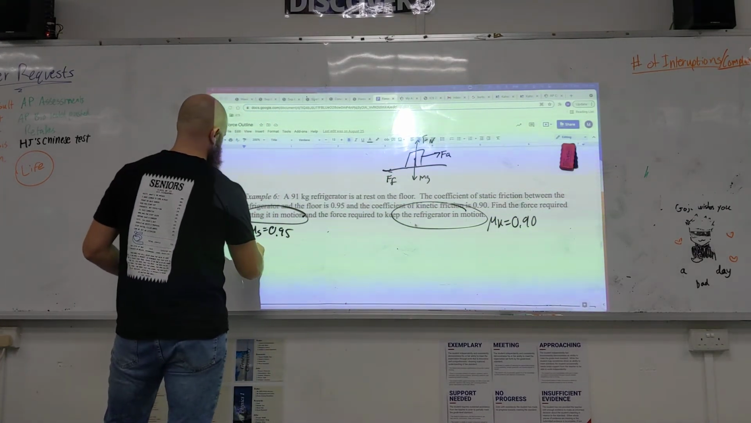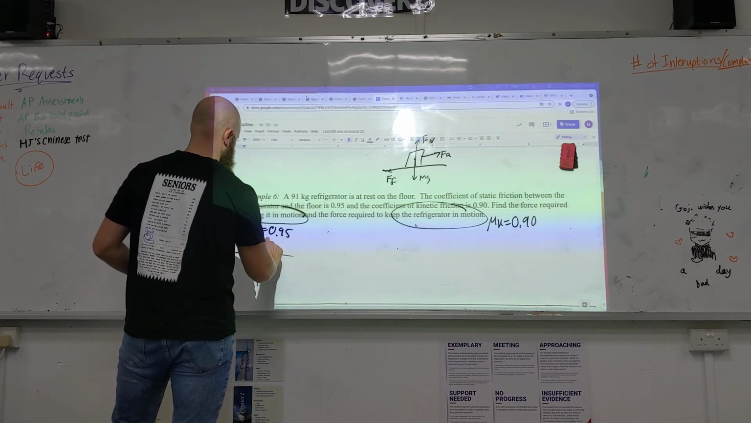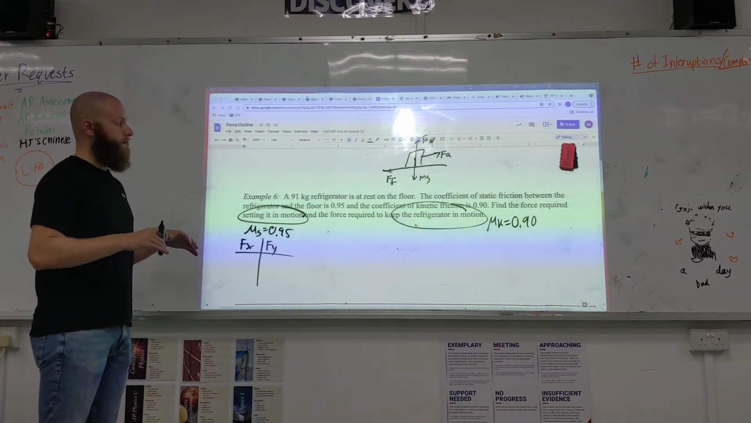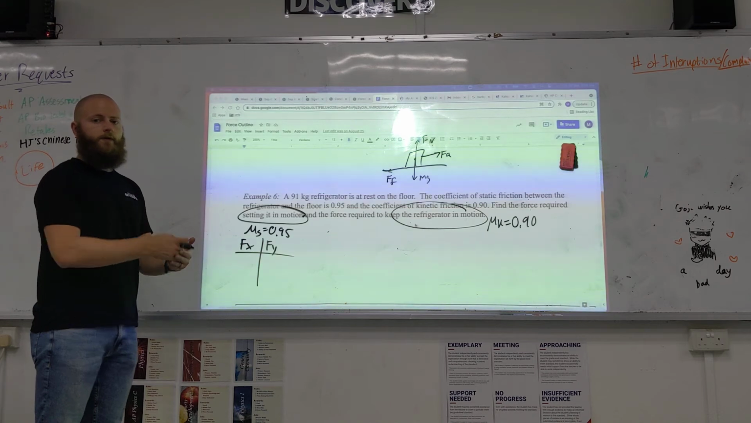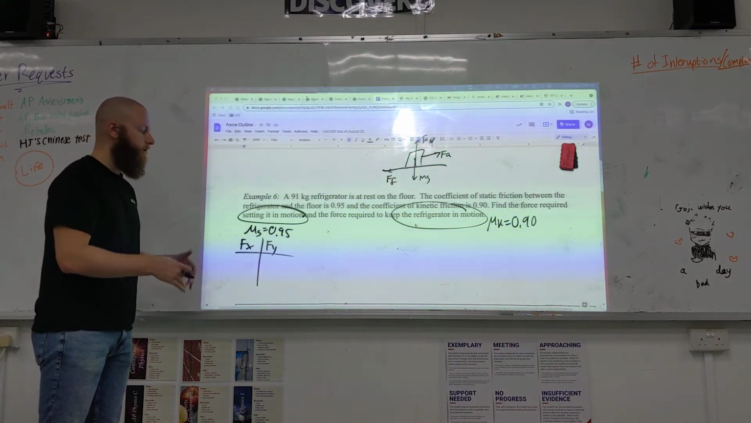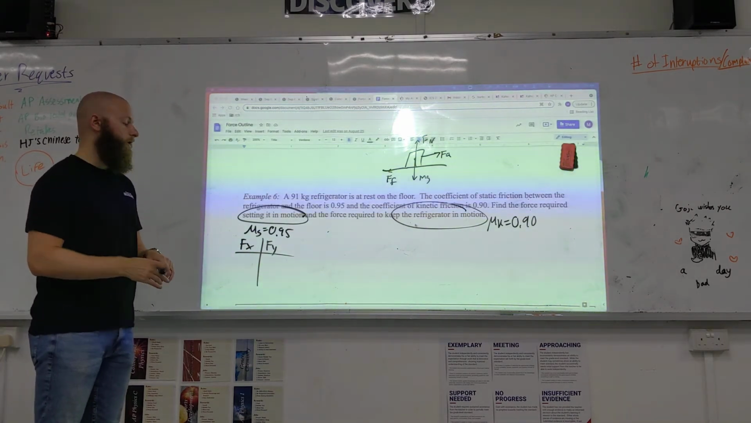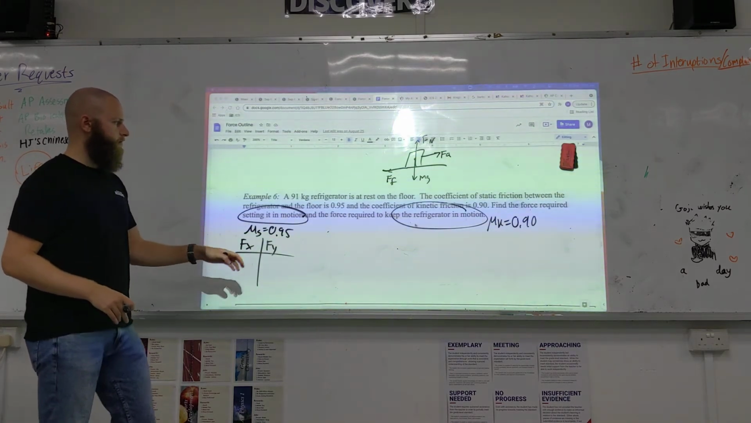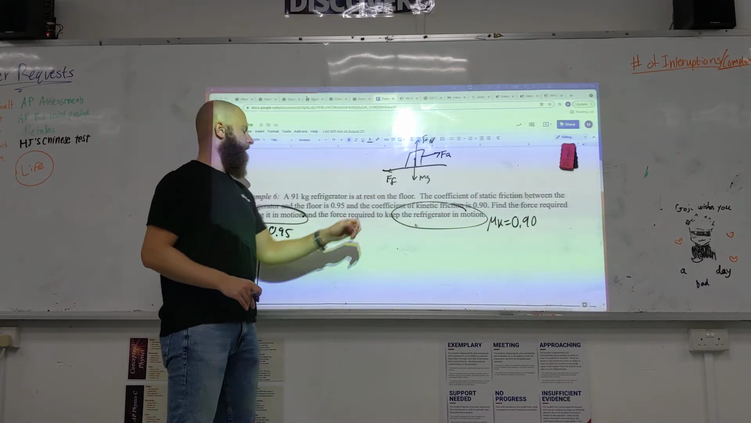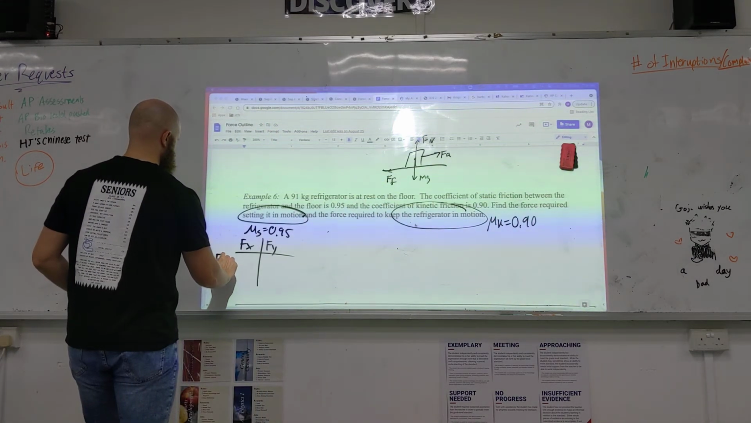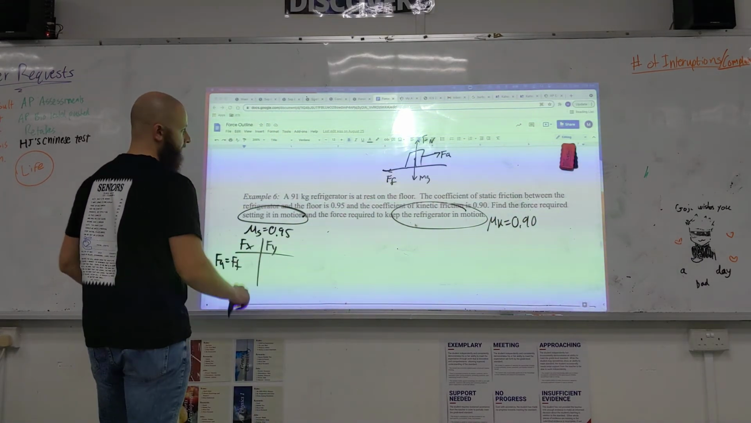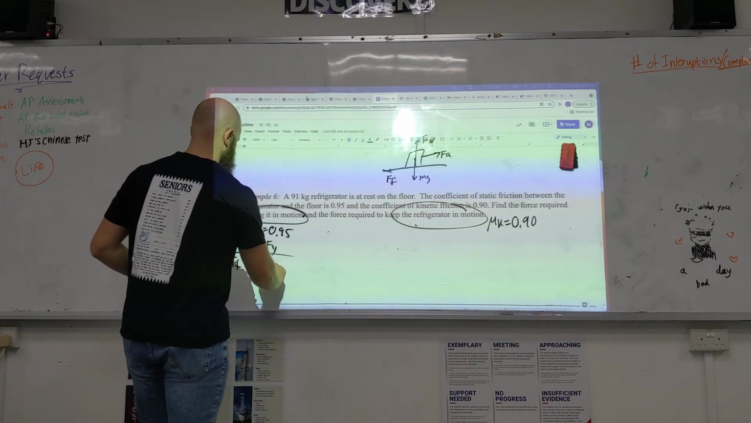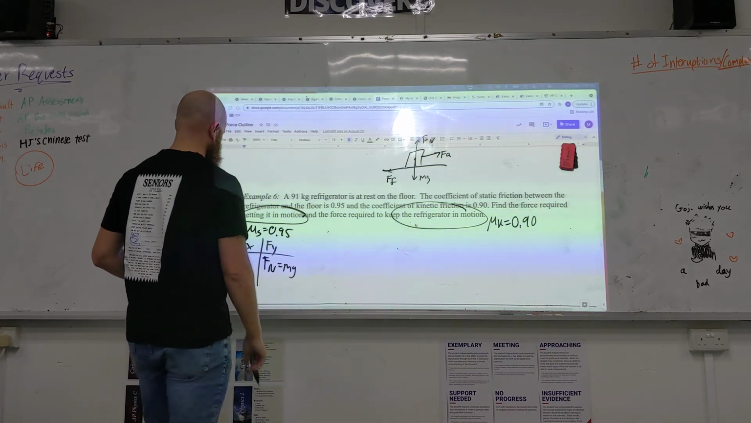So let's do it in Fx, Fy. So Fx and Fy, remember, this is setting it into motion. So right before it starts moving, the acceleration is 0. So F net has to be equal to 0. So that means we know all the forces have to cancel each other out. So in the x direction, I have Fa will equal Ff. And then in the y direction, I have Fn equals mg. Okay?